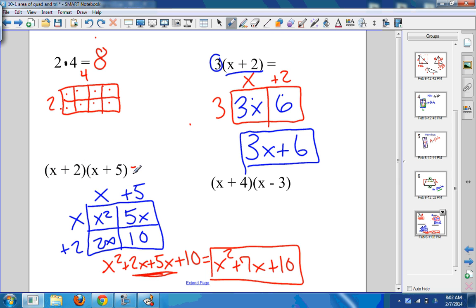All right, the last one here, I'll let you guys do on your own. I'll go ahead and give you the answer. We should get x squared plus 1x minus 12. So see if you can do it on your own. Make our little square here and multiply them together and see if you end up with the same thing. If not, you can ask me about it in class.